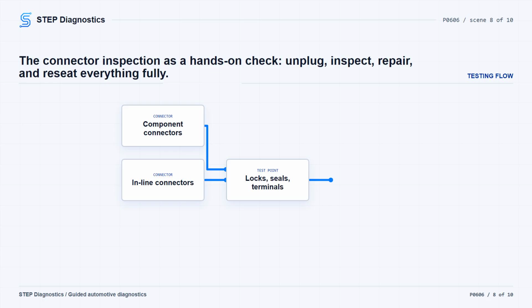You are looking for poor connector installation, damaged locks, corrosion, water intrusion, weather seal damage where used, bent terminals, heat discoloration from a poor connection, terminals pushed back into the cavity, spread terminals, and poor terminal tension. Repair any conditions you find. Then reconnect the PCM connectors, any inline connectors, and the related component connectors. Make sure every connector is fully seated and every lock is engaged.